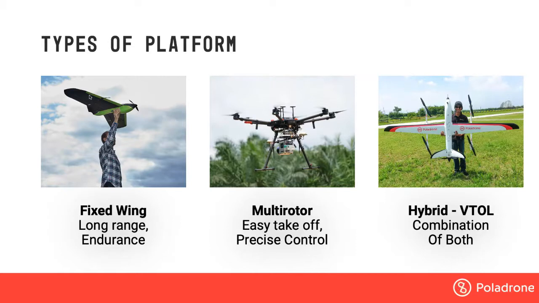The second one is the multi-rotor. Multi-rotor is something like the helicopter concept, so it can very easily take off in a restricted area. And then there's a hybrid version called VTOL, which is a combination of fixed wing and multi-rotor. Basically, it can do vertical takeoff and landing, and when it operates in flight, it can fly like a fixed wing. So it helps save more energy and battery.